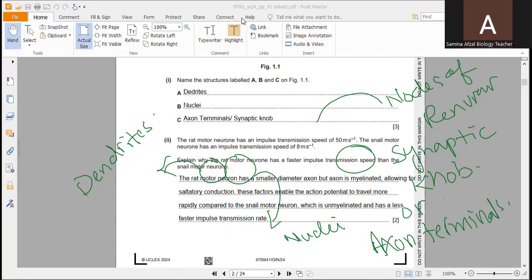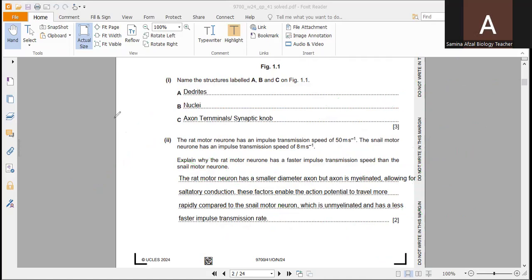I have already written the answers because more time is required for the explanation, and in this way the video can be very long. So we can see that the second question is: the rat motor neuron has an impulse transmission speed of 50 millisecond, and the snail motor neuron has an impulse transmission speed of 8 millisecond. Explain why the rat motor neuron has a faster impulse transmission speed than the snail motor neuron.